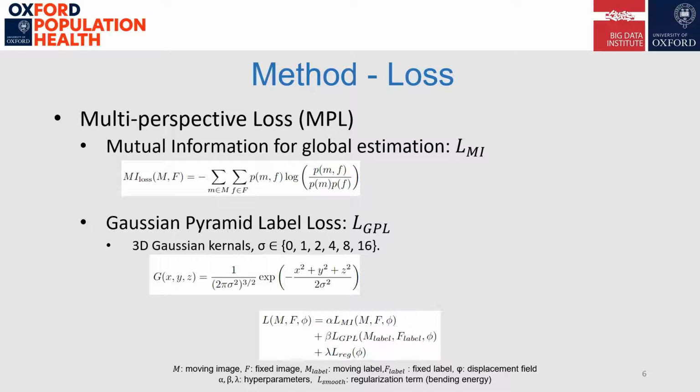Specifically, segmentation labels were filtered using 3D Gaussian kernels at 6 different scales. We also need bending energy for regularization. The resulting loss function is summarized in the equation shown below.